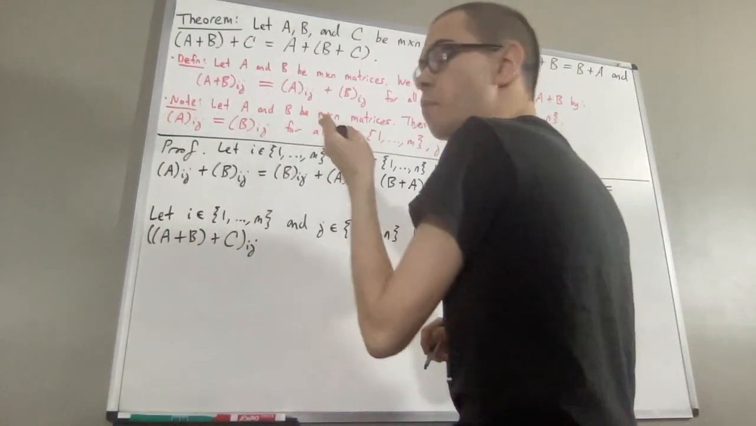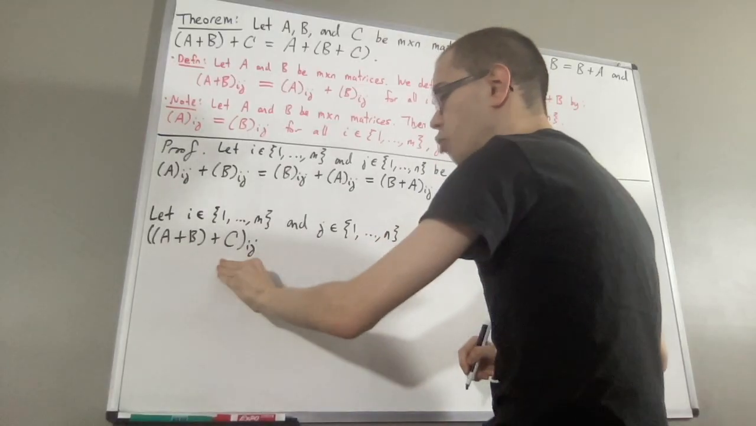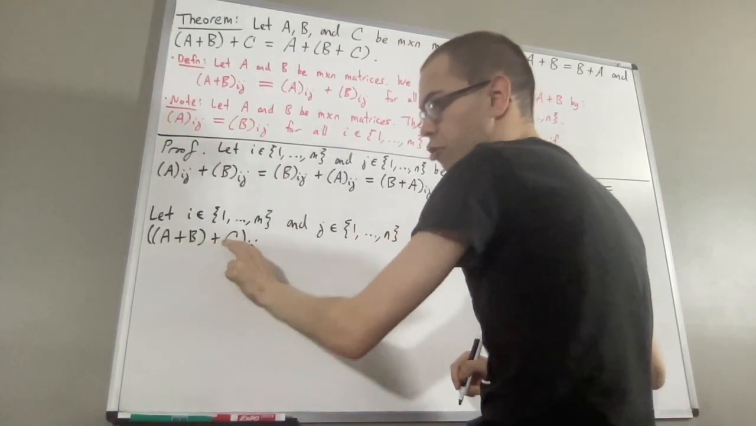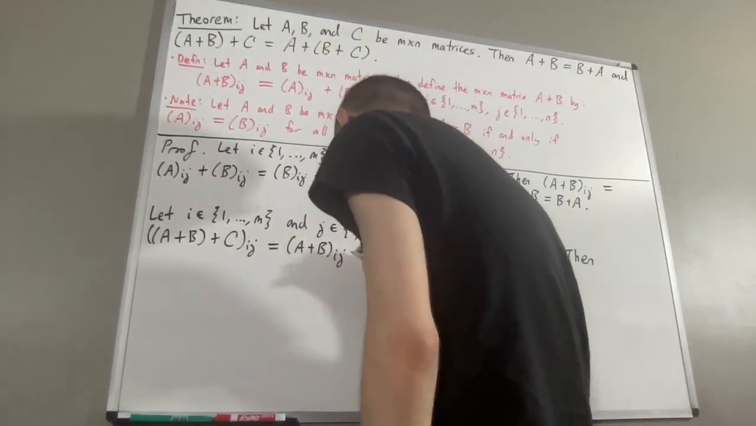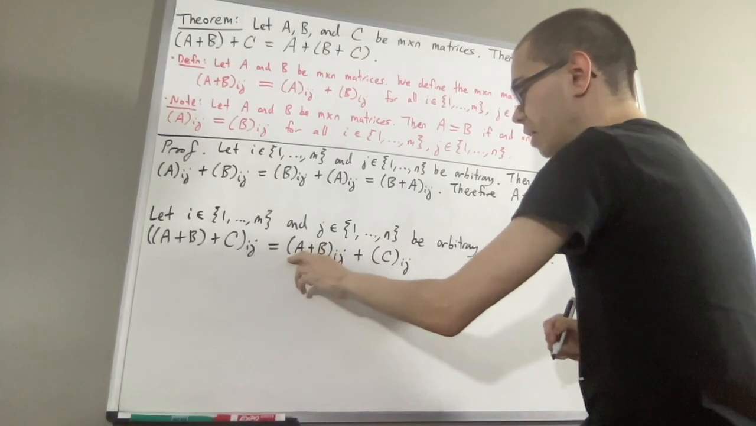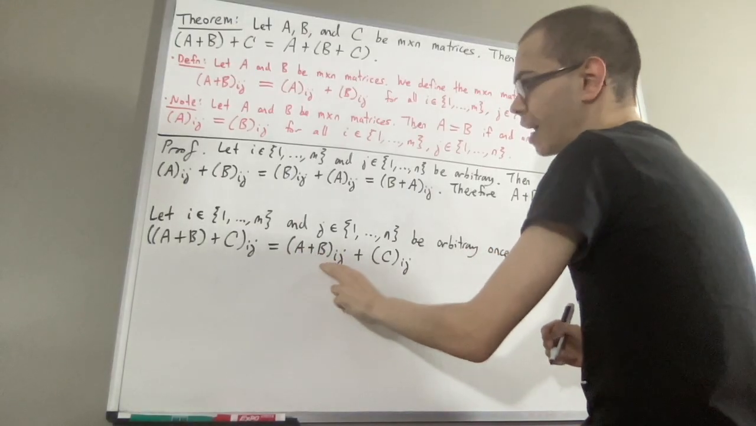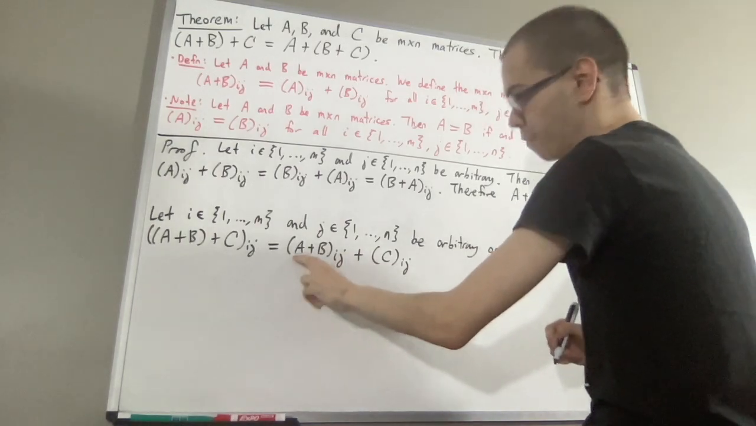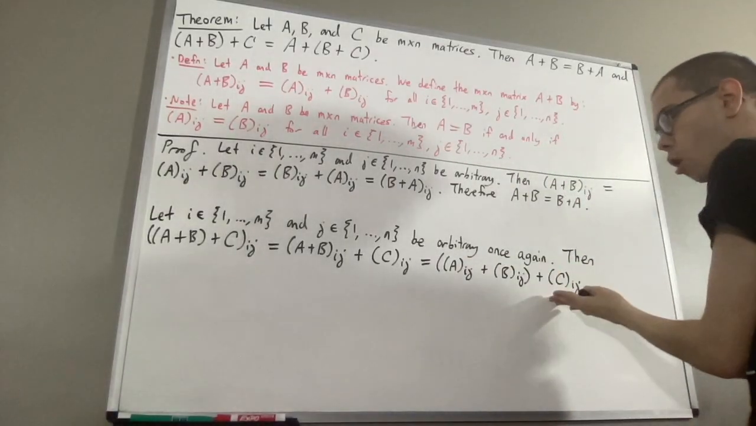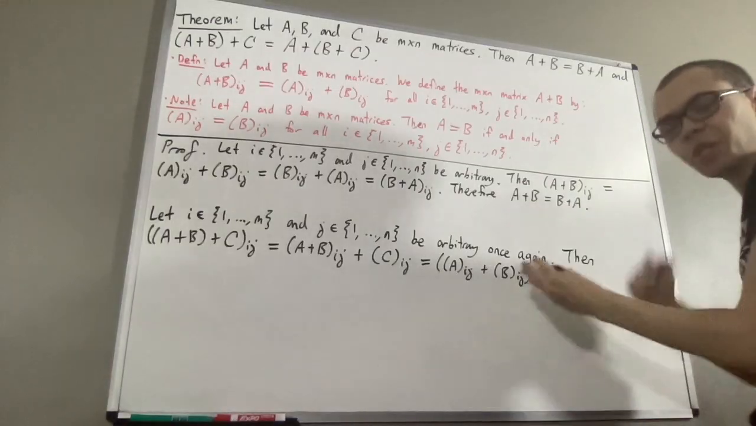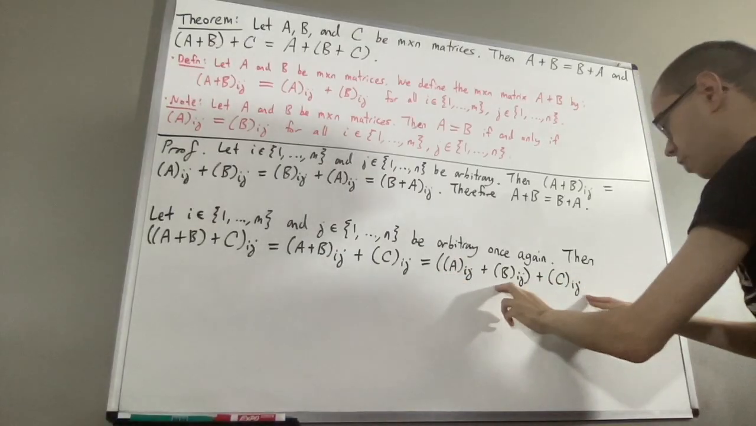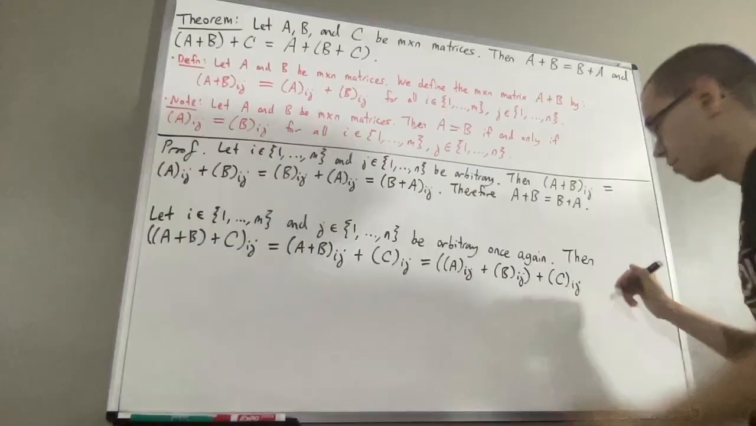Well, by definition of matrix addition, the ij entry of this matrix is precisely equal to the ij entry of matrix A plus B plus the ij entry of matrix C. But then, right here, we apply the definition of matrix addition again. The ij entry of matrix A plus B is equal to the ij entry of matrix A plus the ij entry of matrix B. And now at this point, all we're doing here is adding numbers. And we know that the associative law holds when we're adding numbers, so we can move the parentheses around the ij entry of B and C.